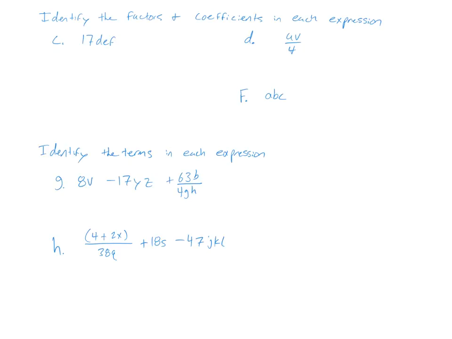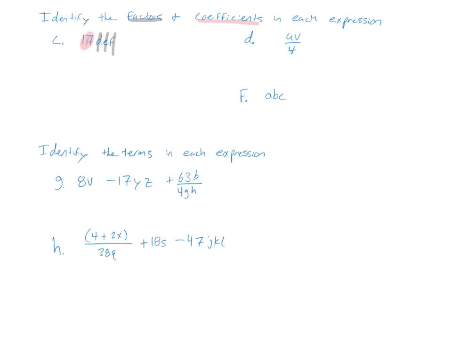Next set of instructions is identify the factors and coefficients in each expression. Alright, so factors would be things that are multiplying together. So let's just say factors are going to be highlighted in black, and coefficients will be highlighted in red. Well, this number is multiplying with that, and that, and that, those variables. So they're all factors, but the only coefficient is going to be the number part of that, the 17.